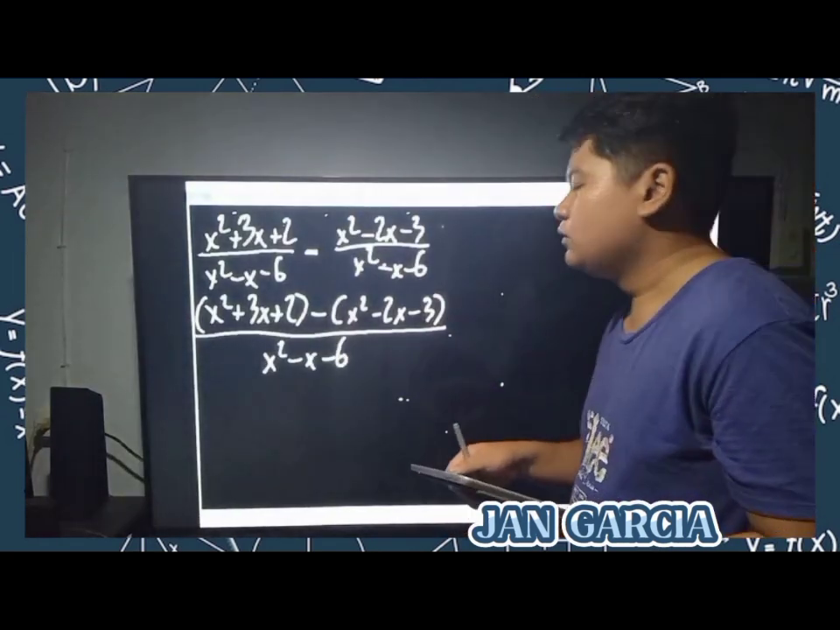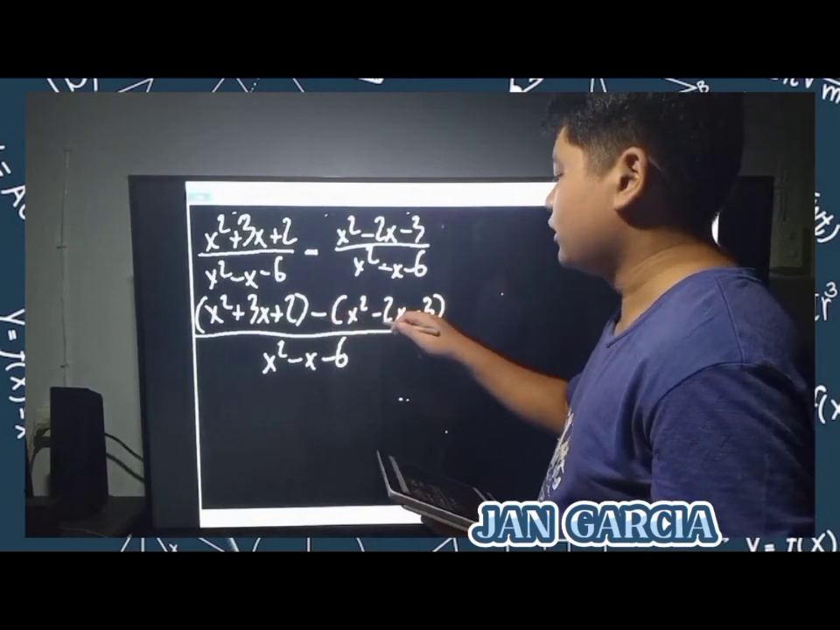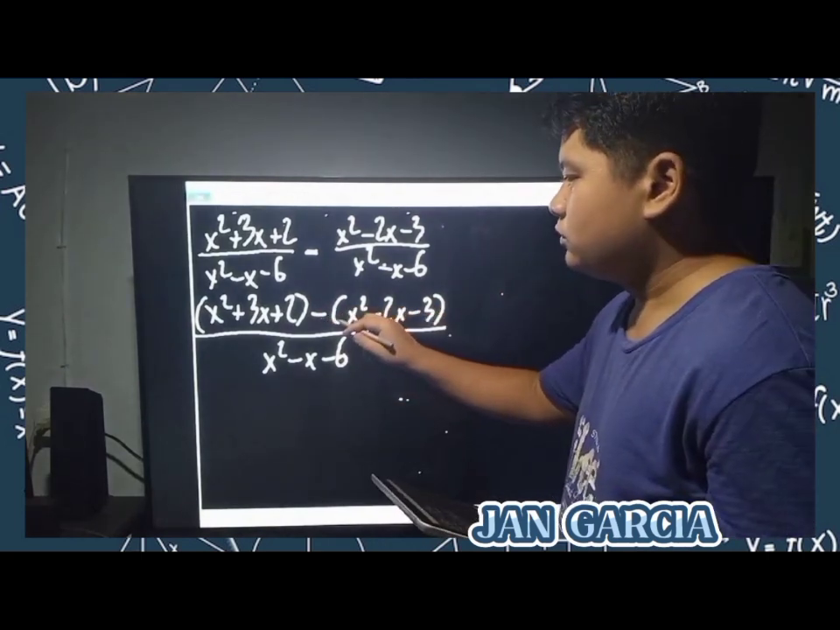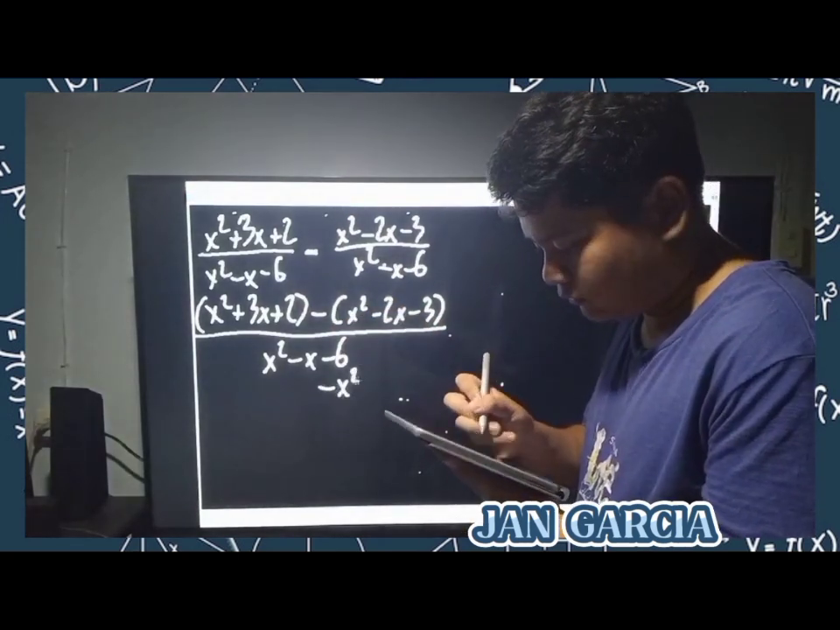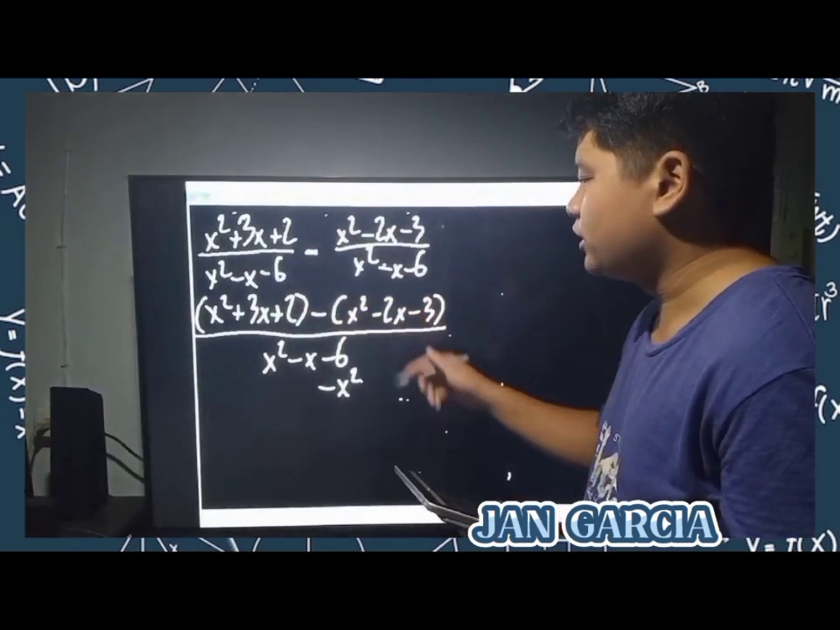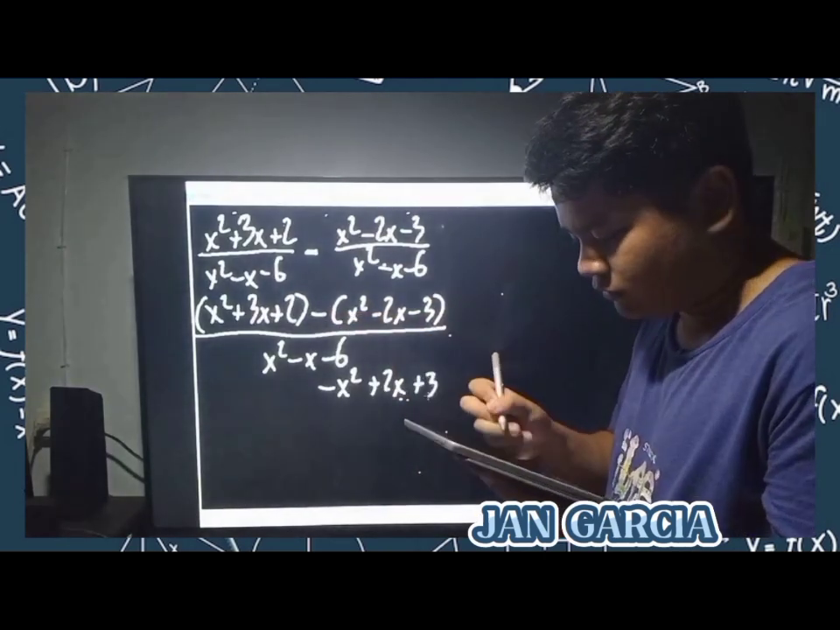Now, multiply the negative sign to x squared minus 2x minus 3. So negative times x squared is negative x squared, and negative times negative 2x is positive 2x, and negative times negative 3 is positive 3, and then copy this part.